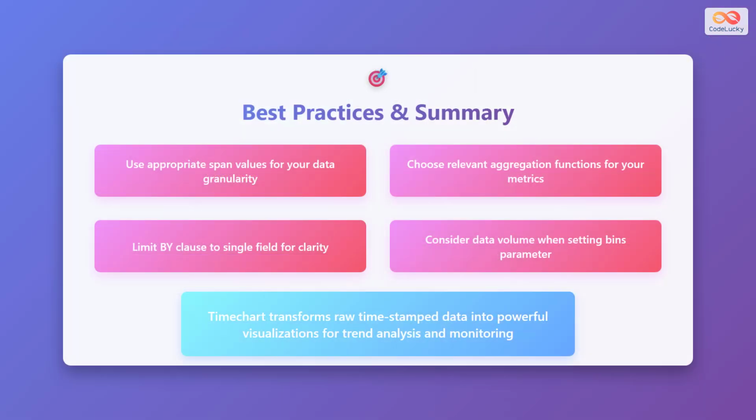Effective use of the timechart command relies on following established best practices that ensure accurate analysis and meaningful visualizations. First, choose appropriate span values that match your data granularity and analytical objectives. Too granular spans may create noisy charts, while overly broad spans might hide important patterns. Second, select relevant aggregation functions that align with your metric's nature and your analytical goals. Count functions work well for event frequency, while averages suit continuous metrics like performance indicators.